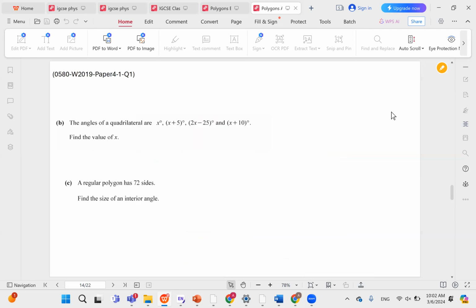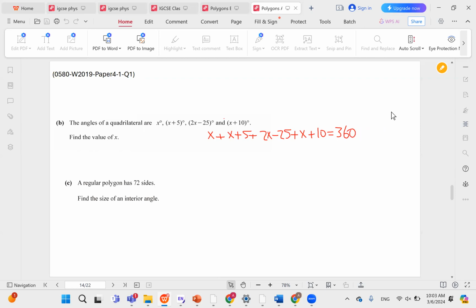The angles of a quadrilateral are x plus 5, 2x minus 25, and x plus 10. Find the value of x. We said before that the quadrilateral has a sum of angles equal to 360. So we form an equation, x plus 5 plus 2x minus 25 plus x plus 10, all equals 360. And then we simplify.